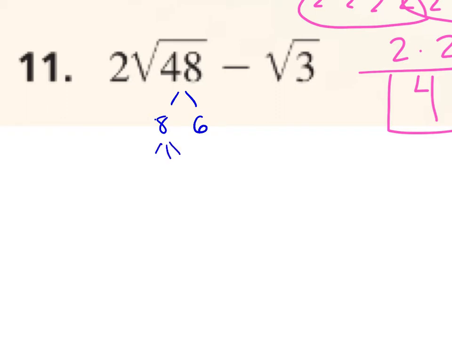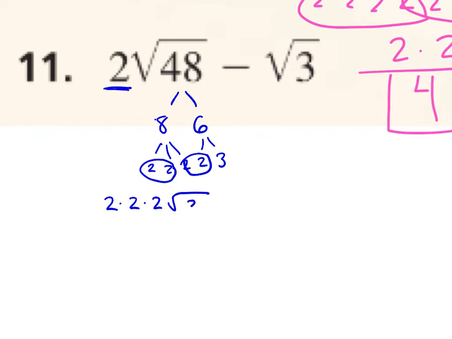So 8 breaks down into 2 times 2 times 2, and 6 is 2 times 3. We're circling groups of how many? Groups of 2. So what comes out? 2 times 2. We already had a 2 on the outside to start out with, and then what stays on the inside? 3. Anything that doesn't have a pair stays on the inside. So we have 2 times 2 times 2 on the outside, which is 8. So 8 square root 3 minus square root 3.